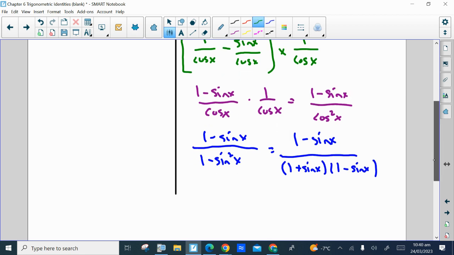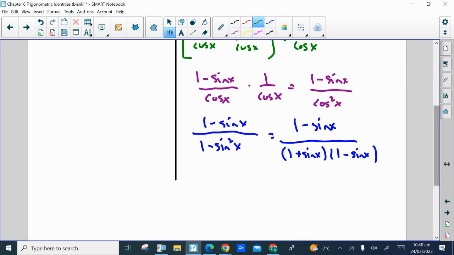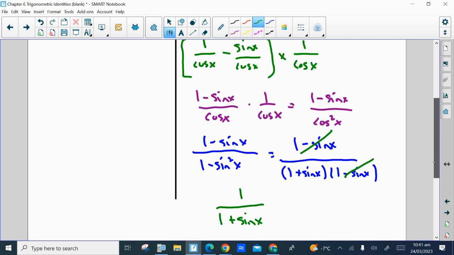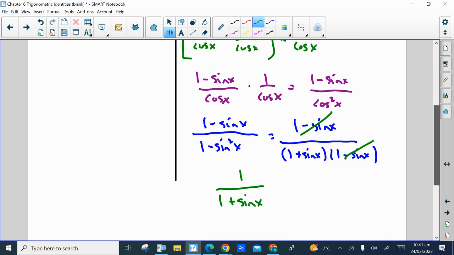And now we can cancel. There is a factor of 1 minus sine x on both the top and the bottom. Those will cancel, and you're left with 1 over 1 plus sine x, which is what the left side is. So we're done. A few more steps there, but again, nothing that we haven't seen before.